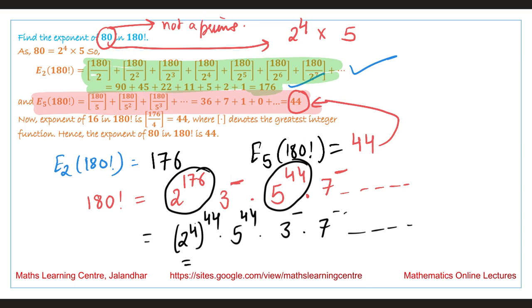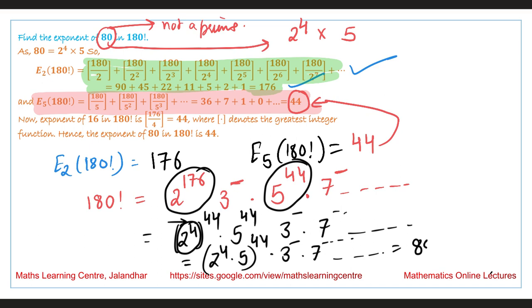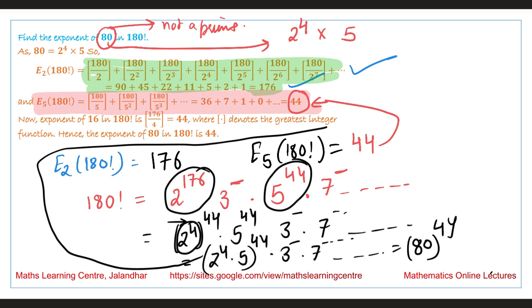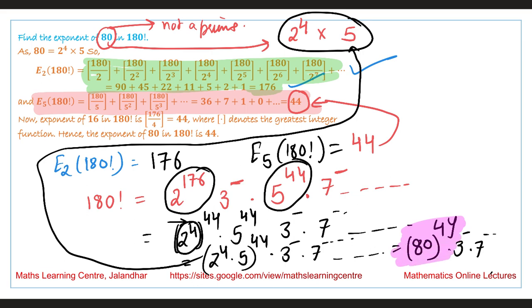Now if we combine both these terms, we have 2 raised to the power 4 into 5 raised to the power 44, into 3 raised to some power, 7 raised to some power and so on. So this is equal to 80 raised to the power 44. We have already seen that 80 is 2 raised to the power 4 into 5. So the exponent of 80 in 180 factorial is equal to 44.